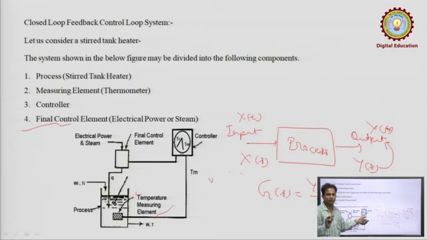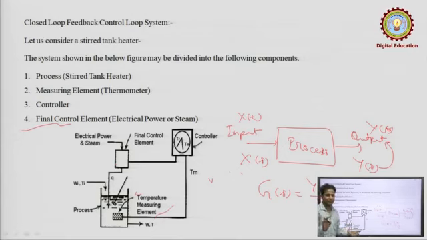What is the need of the controller? The controller is basically used to minimize the error which is occurring in the system, and it is further connected to the final control element. What is the final control element? It is basically used to increase or decrease the temperature, like it may be electric power and steam, or any heating device, that is further connected to the process.